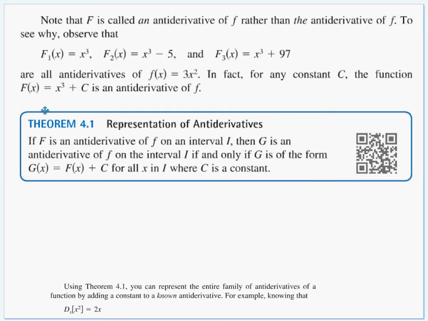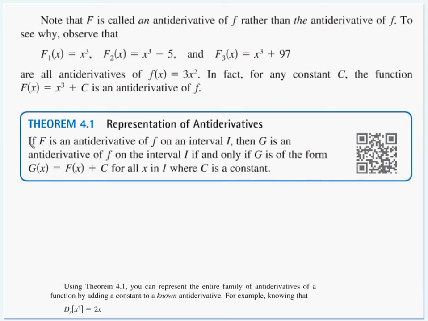And that leads us here to our theorem 4.1. If capital F is an antiderivative of f on the interval I, then g is an antiderivative of f on the interval I if and only if g is in the form of g of x equals F of x plus c for all x's in interval I where c is a constant. Does that make perfect sense? The way they word this, it can be kind of confusing, but if you slow down and read through it, it does make a lot more sense.